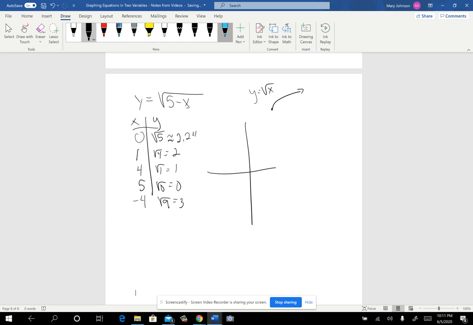Okay, so then I start plotting some of this. 1, 2 would be here. 4, 1, 5, 0. 1, 2, 3, negative 4, 3. And then if I pick something like a 6, I get a negative number under the radical, which is imaginary. So I can't put it in a real number coordinate plane, so there's going to be nothing over here.